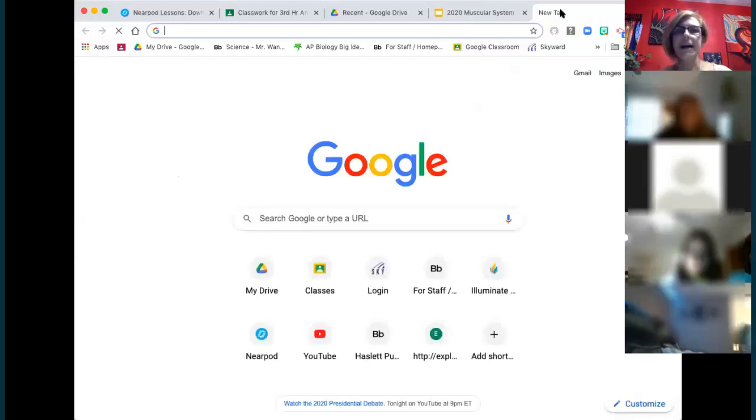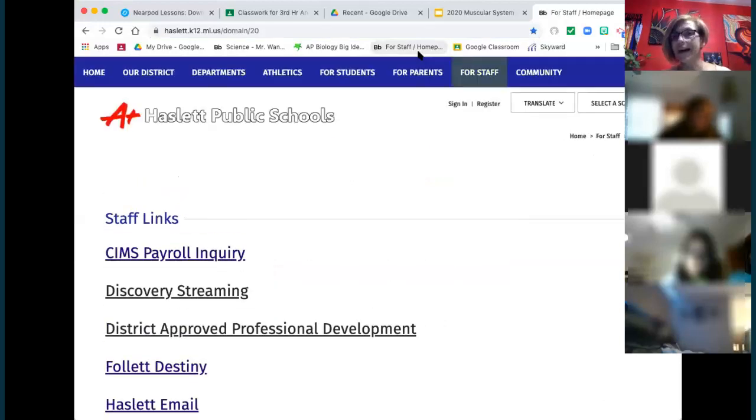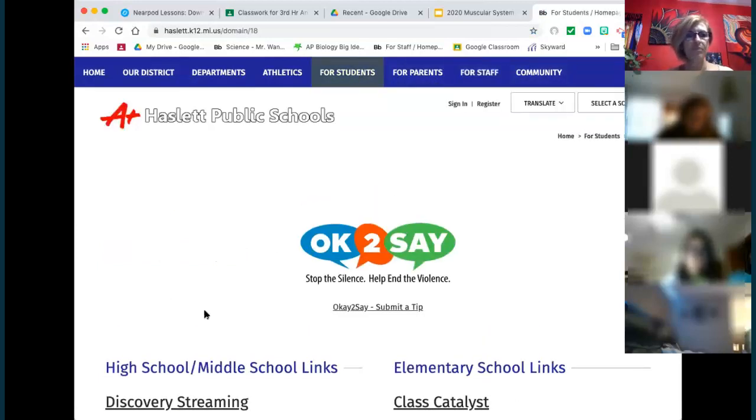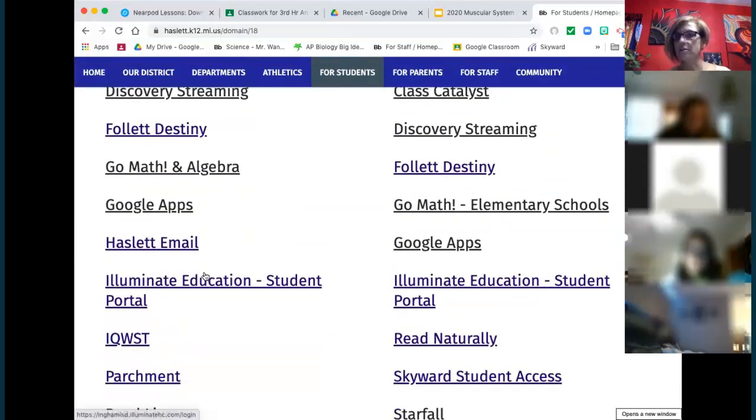Go to your Hazlet website. I have a shortcut, so I'm just going to click that. Not the high school page, but that Hazlet page. So Hazlet.K12. Then up here across the top, you have all these tabs. Click on the For Students tab, and then you'll have this Illuminate Ed Student Portal.